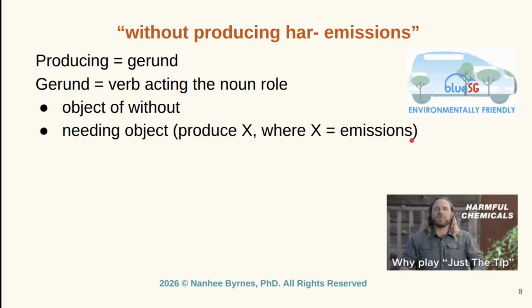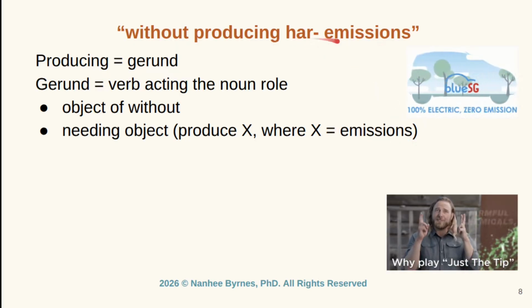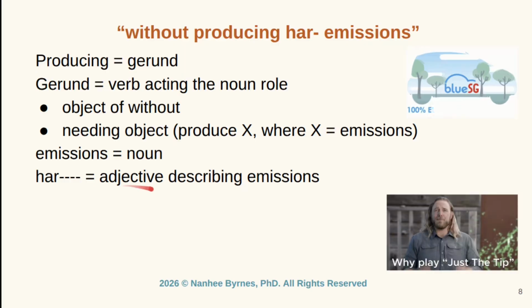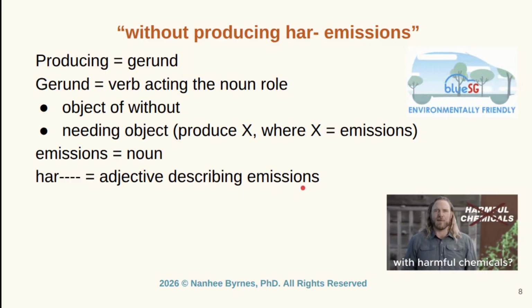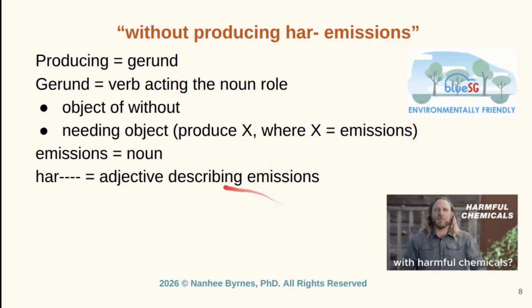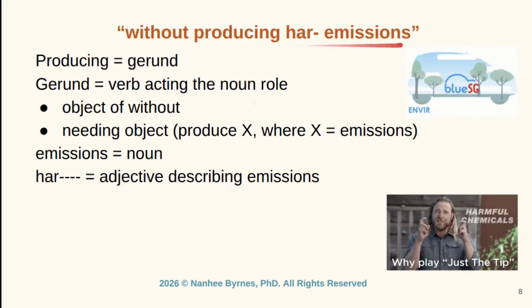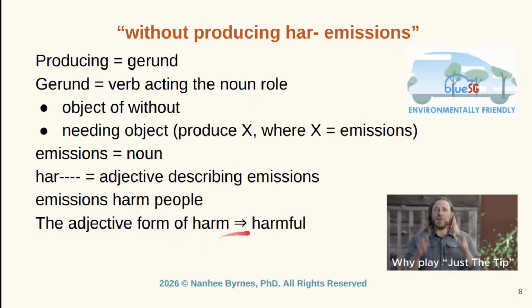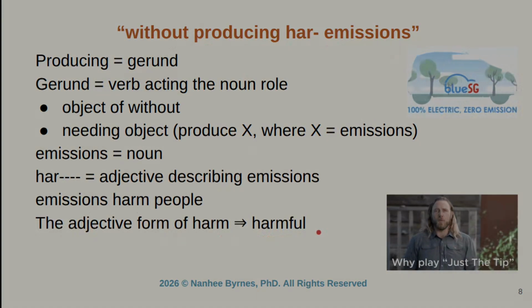Now look at the word before emissions, har. Since emissions is a noun, the missing word must be an adjective describing that noun. What kind of adjective makes sense here? The sentence is emphasizing a benefit. Something negative is avoided. The emissions are related to harm, so we need the adjective form of harm. The adjective form of harm is harmful.